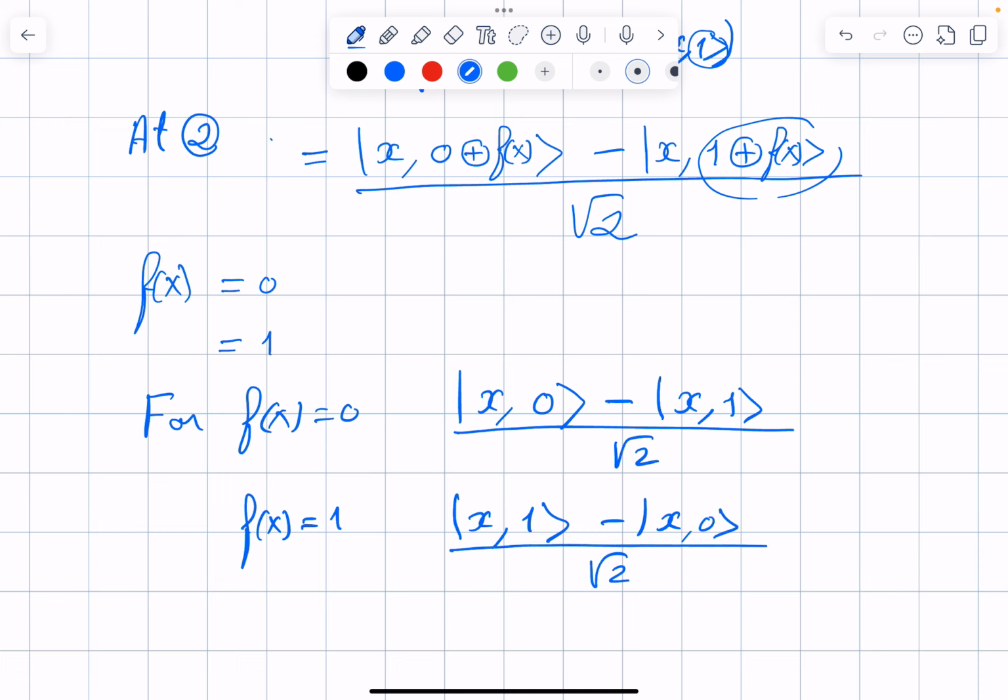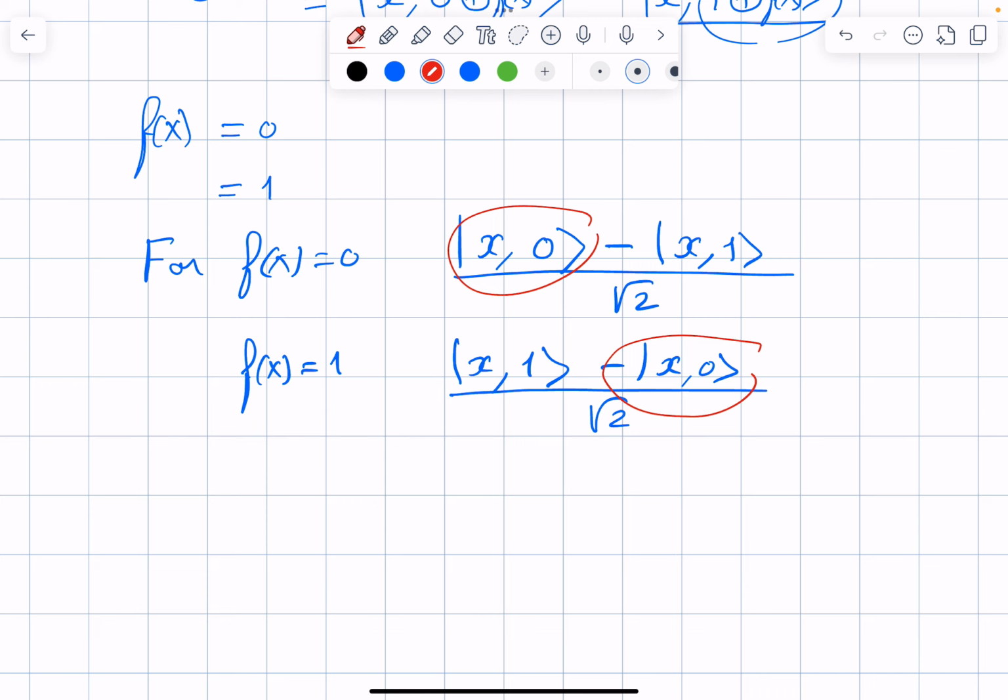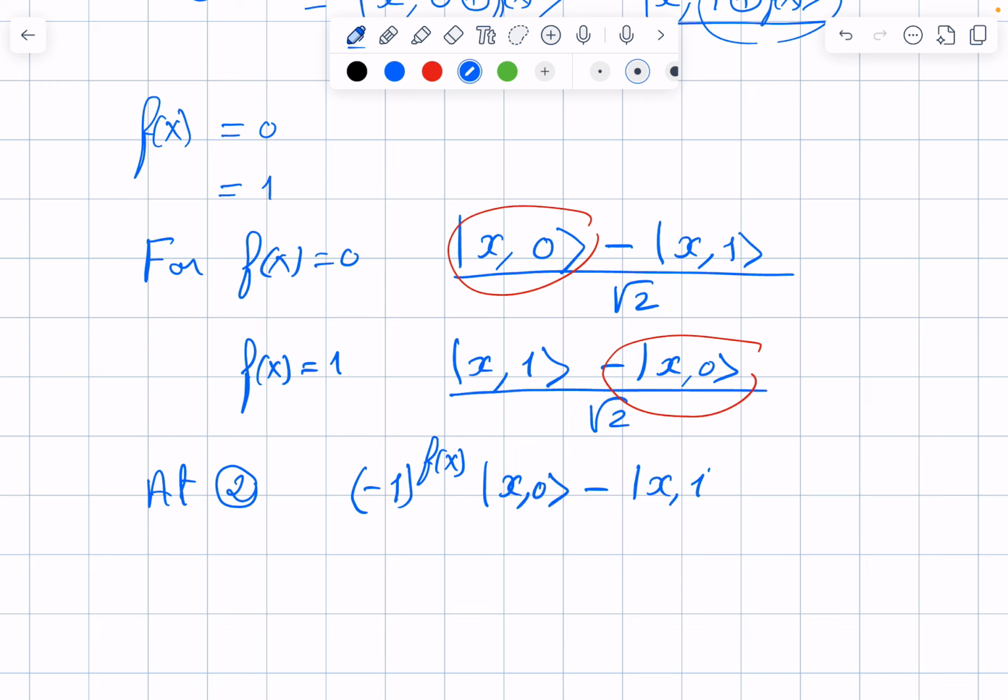Of course it is easy to see that these two are just reversed, so it's only a negative sign. To take this negative sign into account, at section 2, what do we have exactly? It is going to be written in the form of minus 1 to the power f of x, times x 0 minus x 1, over square root 2.